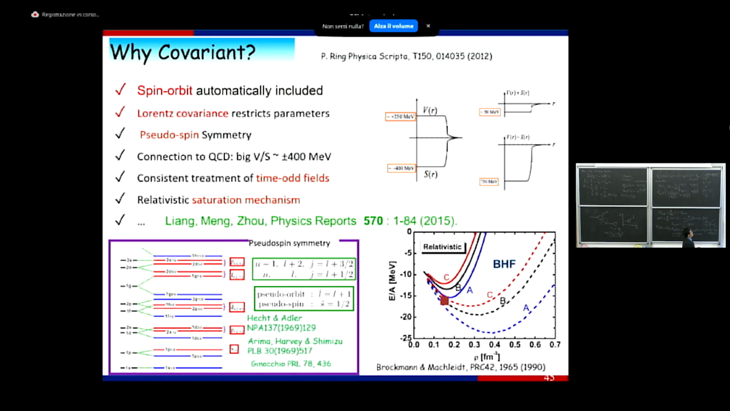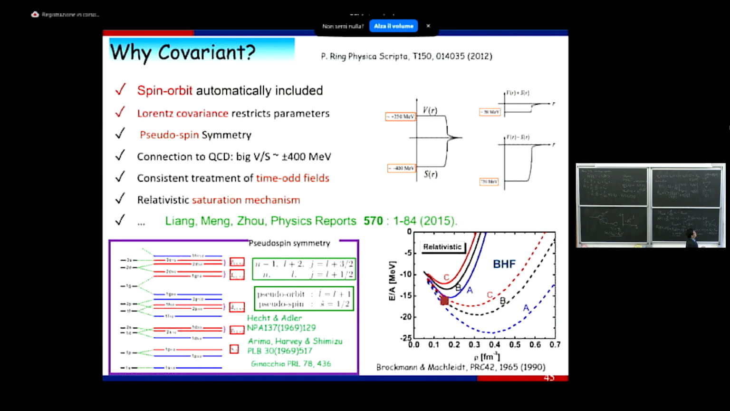That means we have the spin-orbit potential. The second one is that we have Lorentz covariance, which could help us to reduce the parameters, right? In any kind of approach, trying to reduce the parameters is of top importance. So if you have some invariance or symmetry which helps us to reduce the parameters, it is very important. The third reason is the pseudo-spin symmetry, which I mentioned yesterday. With the relativistic approach, we can understand the pseudo-spin symmetry much better. Later on, we will also talk about spin symmetry for anti-nucleons. Again, that is a natural extension of the relativistic approach.